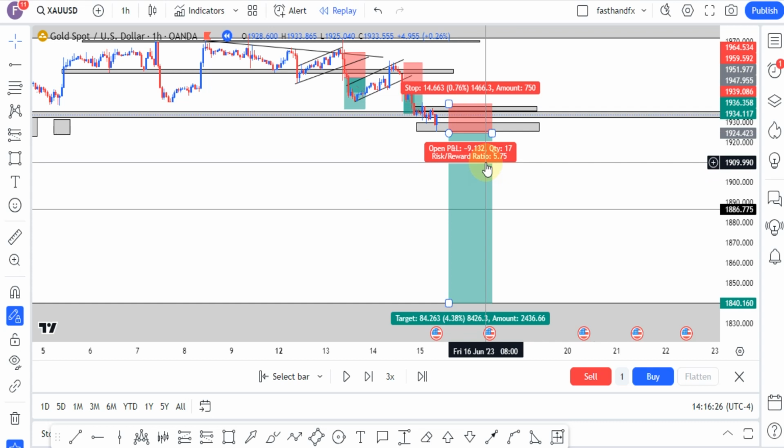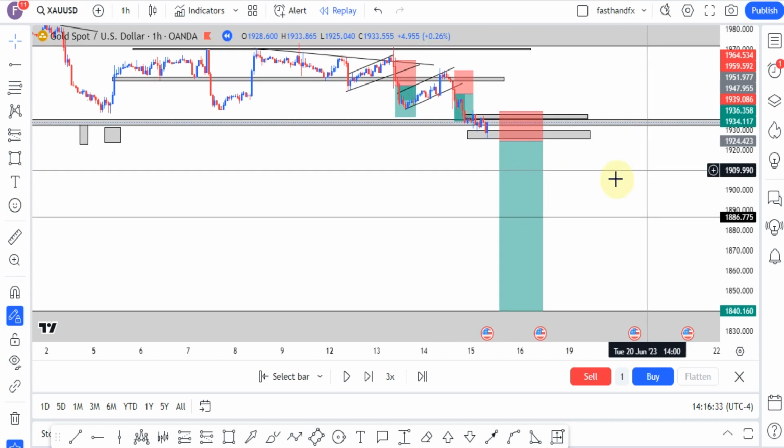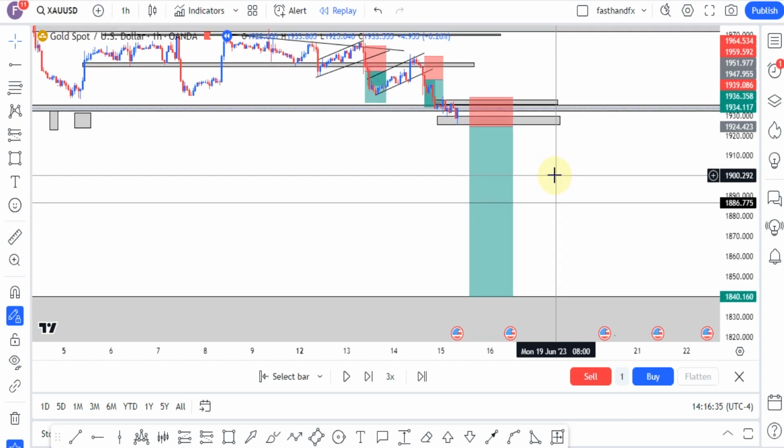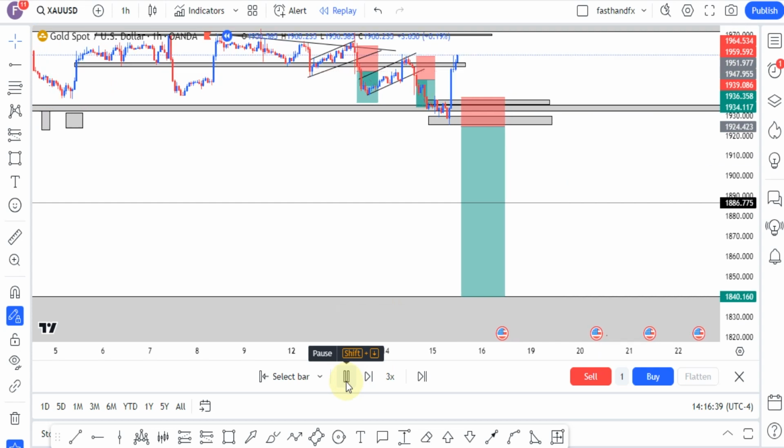That's for swings. But for scalpers, when you see 50 to 100 pips, just get out and wait for another opportunity to take the market. So let's see what the market does. Does it really respect this setup, or what happens?